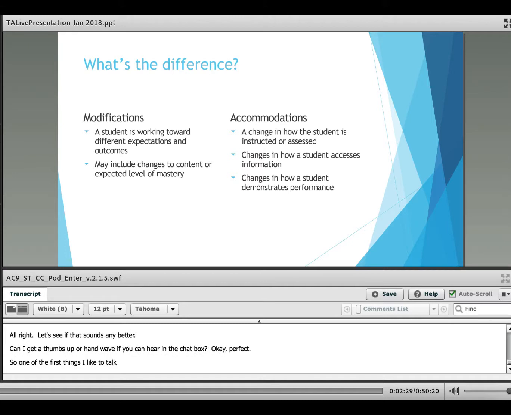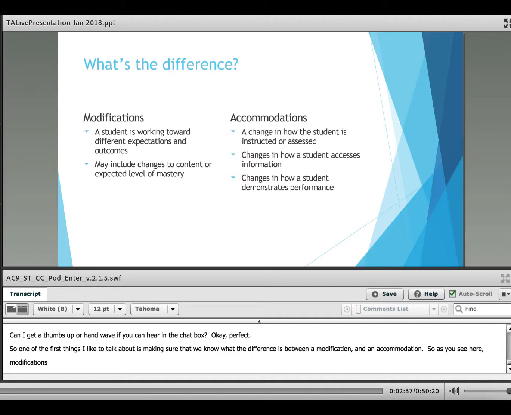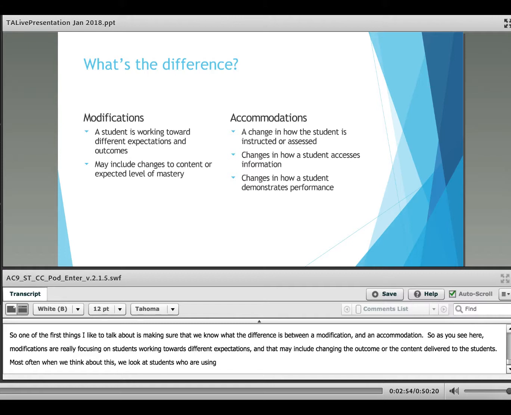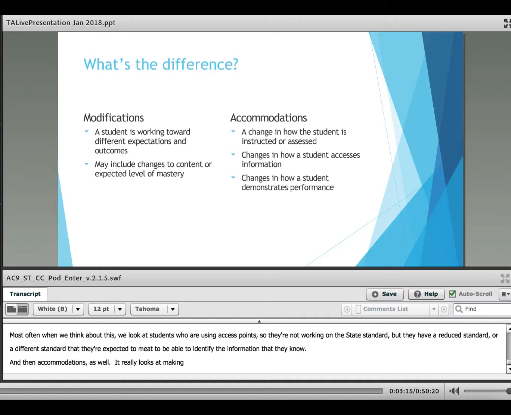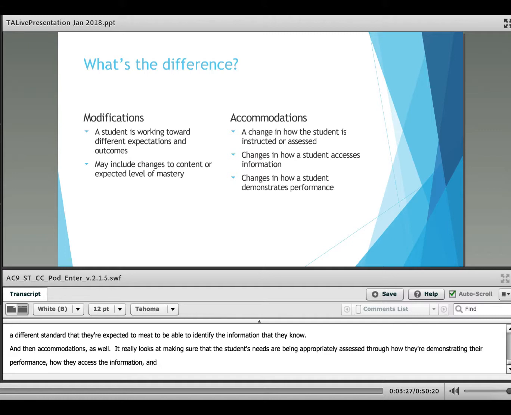So one of the first things I like to talk about is making sure that we know what the difference is between a modification and an accommodation. As you see here, modifications are really focusing on students working towards different expectations. That may include changing the outcome or the content delivered to the students. Most often when we think about this, we look at students who are using access points. So they're not working on the state standard, but they have a reduced standard or a different standard that they're expected to meet to be able to identify the information that they know. And then accommodations, as well, really look at making sure that the students' needs are being appropriately assessed through how they're demonstrating their performance, how they access the information, and such.